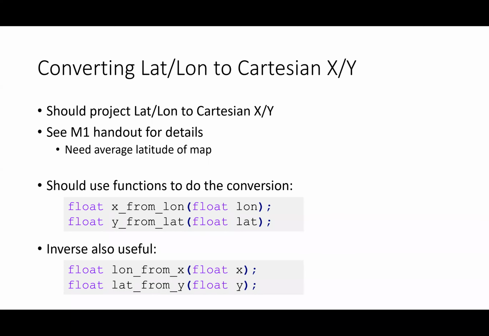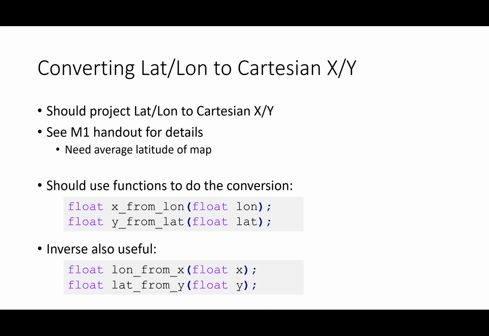So go look at the M1 handout. You're going to need the average latitude of a city. You can pre-compute that just like you computed the min latitude and the max latitude. You're going to use that average latitude to find all the X, Y points you like, and you can draw them. Do not stick that all over your code. You want helper functions because you're going to use this a lot.